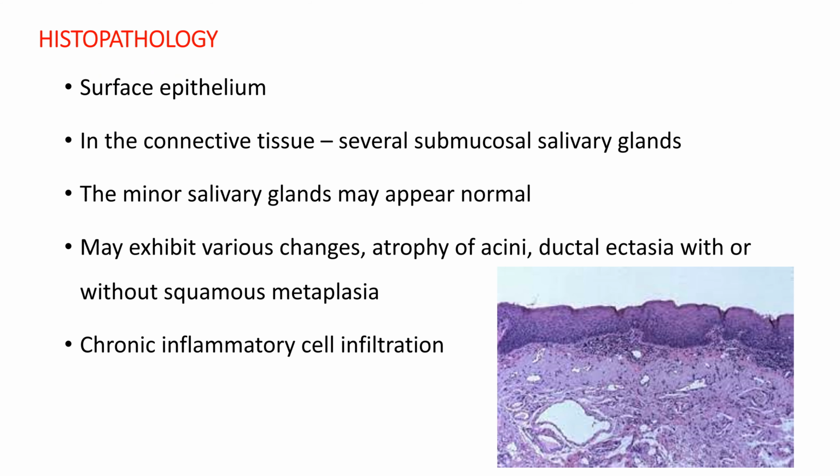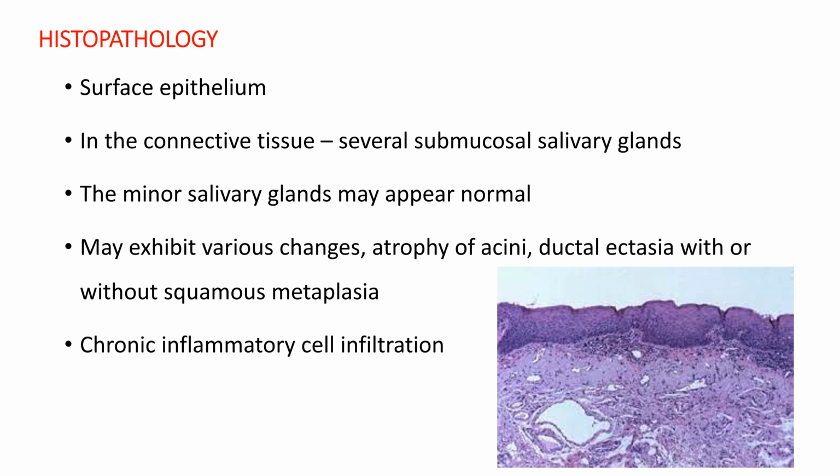Then histologic findings or microscopical features. Lip biopsy is indicated to rule out any granulomatous disease that predisposes to lip enlargement. Okay, to rule out the granulomatous disorder, you have to take a lip biopsy. After the biopsy, you see there is a surface epithelium and beneath it the connective tissue. In the connective tissue, you see several submucosal salivary glands. The minor salivary glands may appear normal or may appear abnormal.